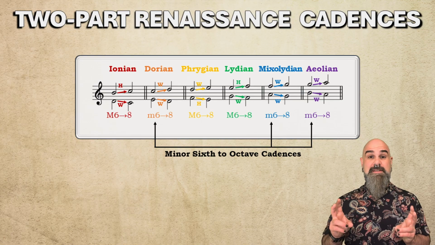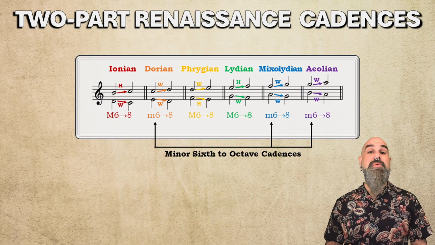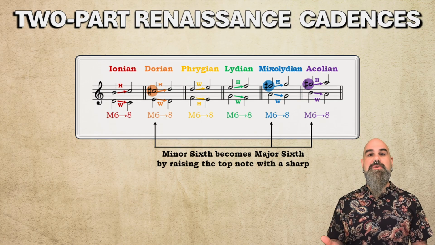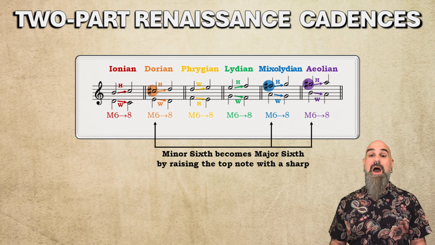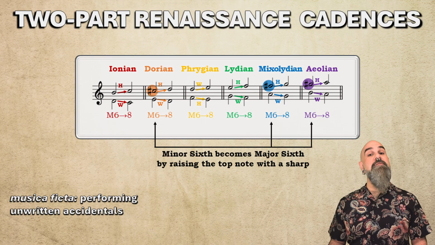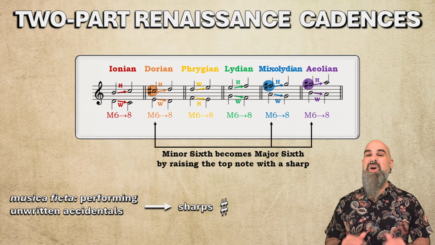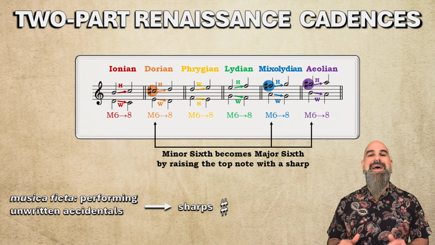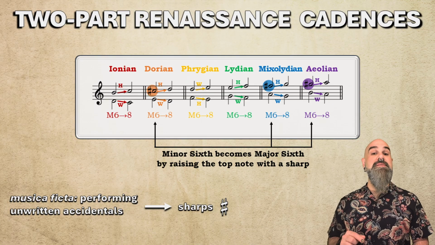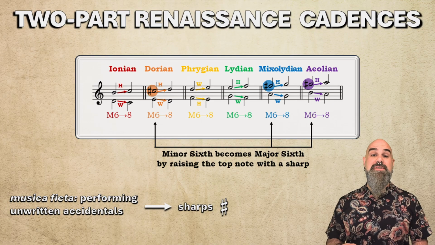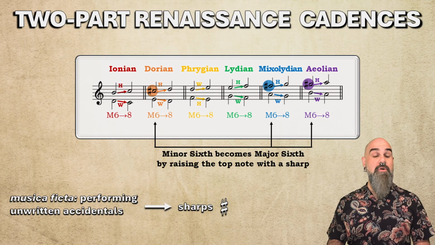In order to fix these weaker cadences, musicians began raising the second to last note in these three modes. At first, they did this instinctively, without writing it down. This practice, called musica ficta, eventually led to the concept of sharps, which didn't exist before this. This is also why we raise the leading tone in minor keys. By raising the top note, these modes now had a whole and half step pair, and a major sixth instead of a minor sixth before the octave.